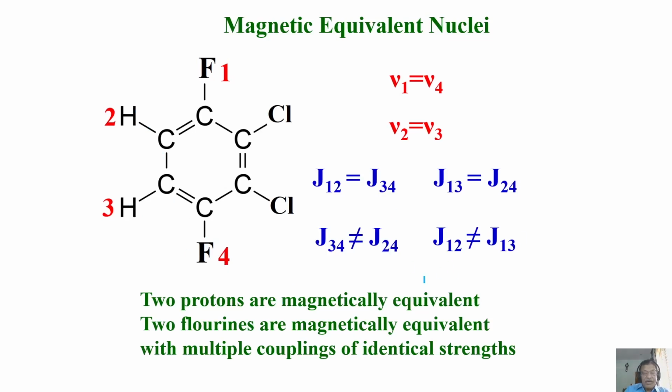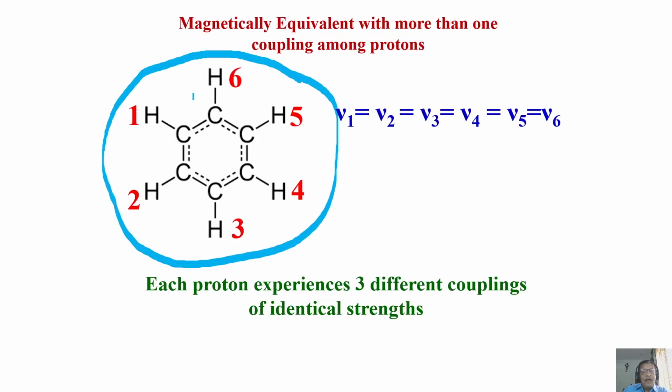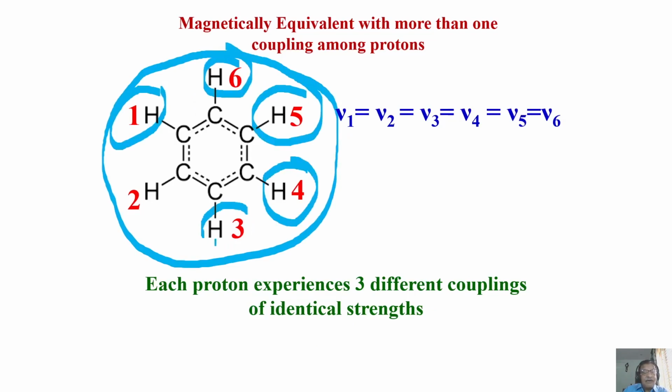Similarly, you can understand that 2 protons are magnetically equivalent and 2 fluorines are also magnetically equivalent with different couplings. What about benzene? It's a very, very simple molecule, well known. In chemical equivalence, I have told you that in benzene all 6 protons are chemically equivalent. All 6 protons resonate at the same position.